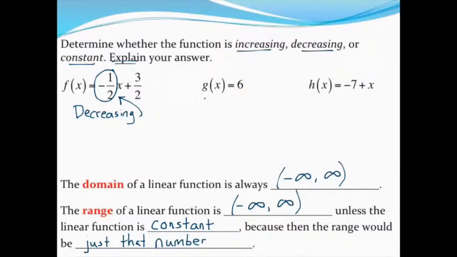This is a horizontal line, so it's not increasing or decreasing. We would just say it's constant. And again, your reason could just be simply because there is no slope. Or you could say because the slope is 0. Or you could say the line's horizontal.